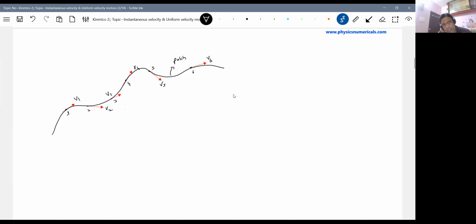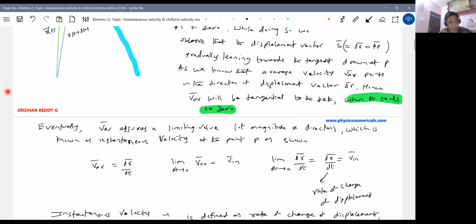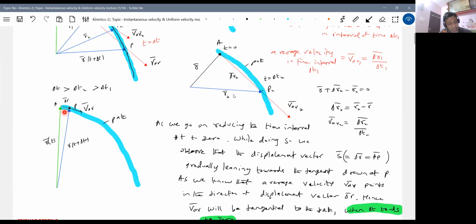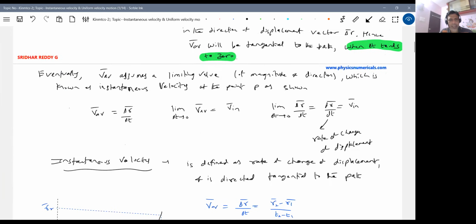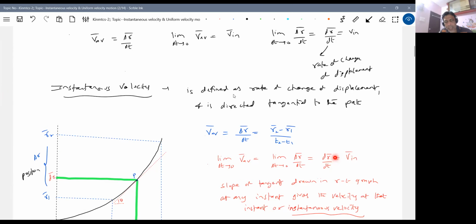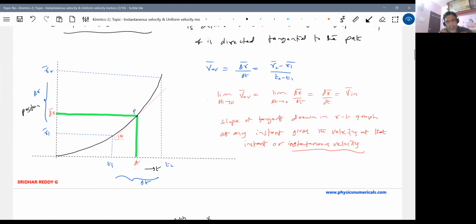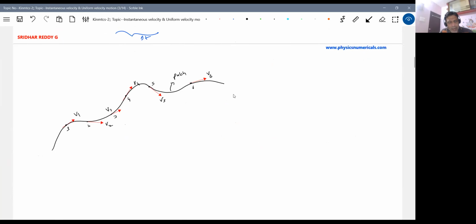Able to understand this one? So if you draw a tangent, how will the instant velocity be directed? Along the path. Why it should be along the path, I will give an explanation. This is very important, I'm stressing many things. So how to calculate it? Mathematically, I have a formula, dr bar by dt.